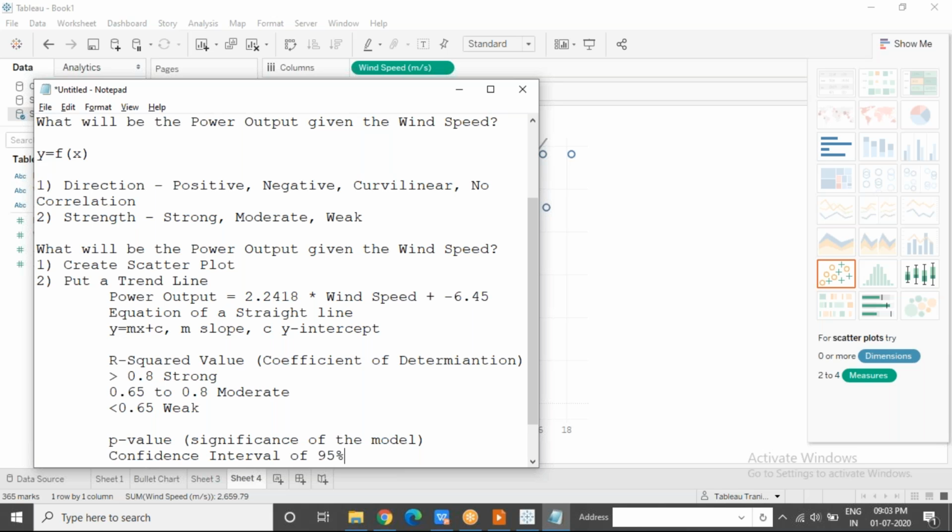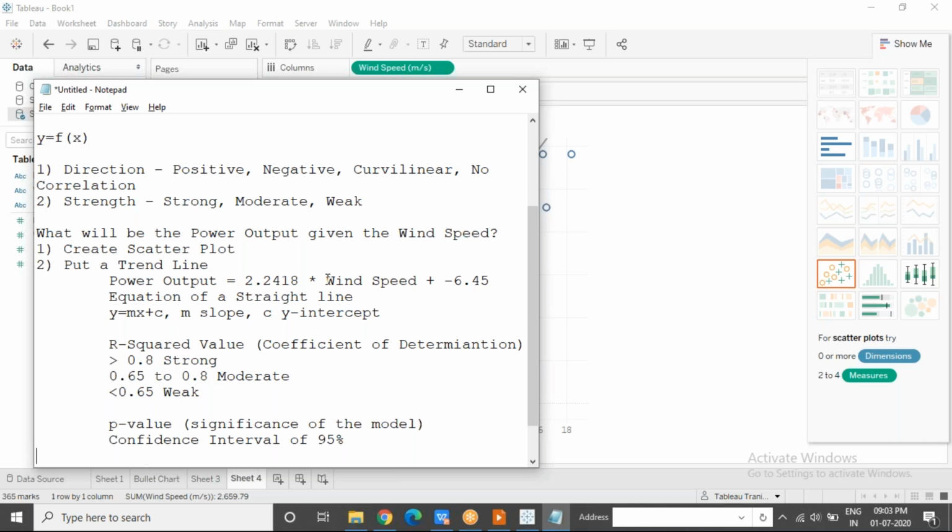But in most of the other domains, 95% is an accepted criterion. So we are operating at a confidence interval of 95%, which means we are keeping 5% room for fluctuation. What does it mean? It means this. Now, the client said what?